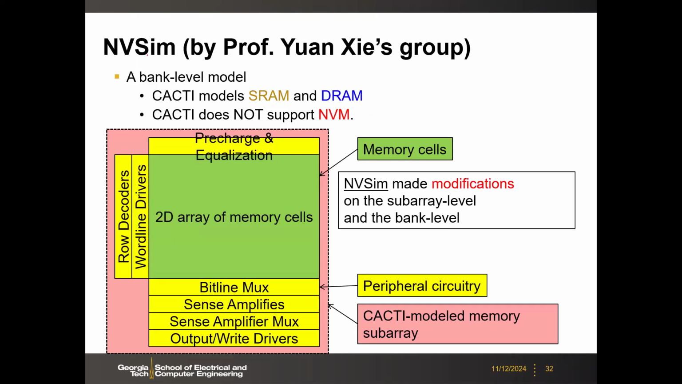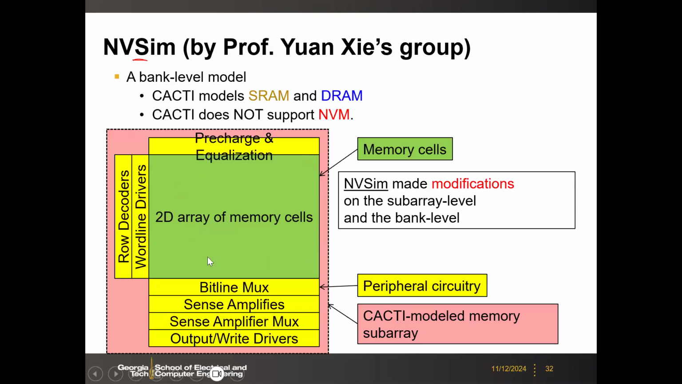Non-volatile memory simulator, NVSim. So it follows the Cacti models for the SRAM, DRAM, EDRAM, and then it adds more modules to predict the non-volatile memory. So Professor Yuan Xie was with Penn State University at that time when he initially developed this NVSim, and later he moved to UC Santa Barbara, UCSB, and recently he moved to Hong Kong UST. But anyway, so this was developed by Professor Yuan Xie's group.